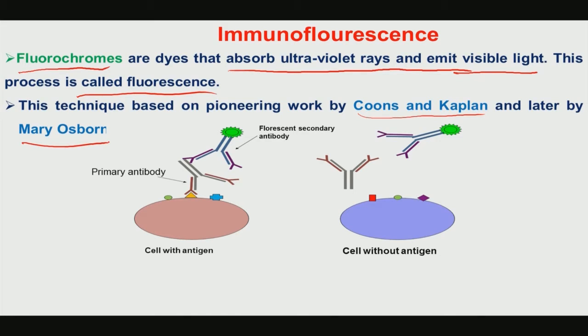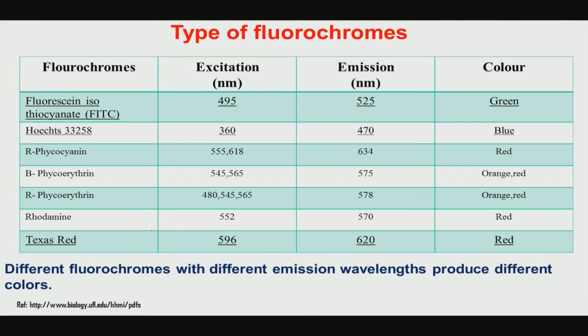So, this is your cell membrane, and then you have a primary antibody shown here, and this is the fluorescent secondary antibody. Now, when you add these things, cells with the specific antigen will be tagged with this primary antibody. This opportunity will be absent if the cell does not have that particular antigen.